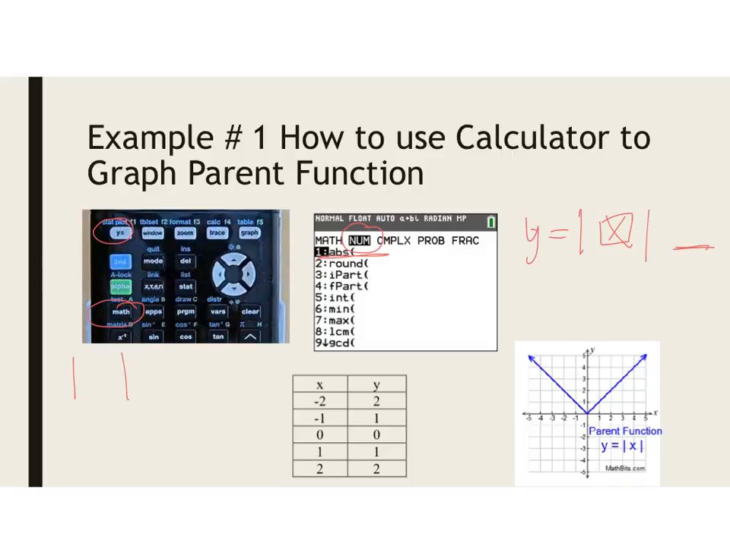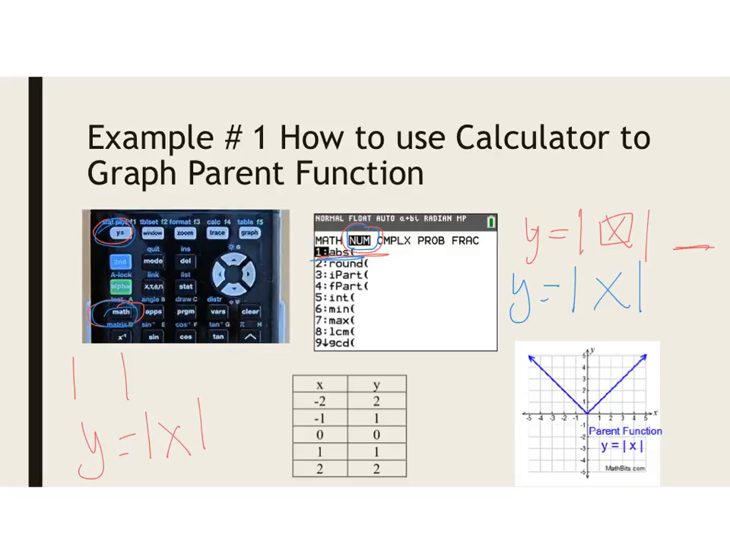Let's start by just graphing the parent function. So the parent function is y equals absolute value of x. So let's start over. Go to y equals. Push the math button. Arrow over to number, and you can either push enter or push 1. It's going to take you back to the y equals screen. You should just have the bars right there and the cursor in the middle. All you need to do is type the x right there in the middle.